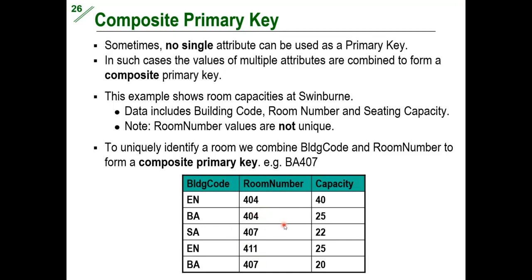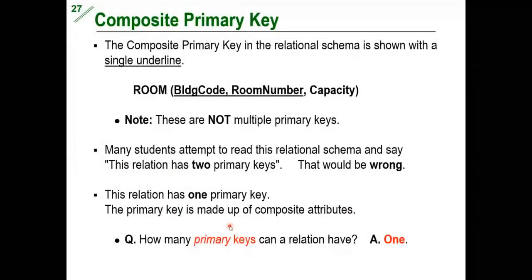So the key case is the composite key. What does it mean? The composite key means we need to take two columns as a composite to form a better primary key for this particular table. So in this case, building code plus room number, both combined will form a better primary key. EN404 is unique, yes. BA404 is unique, yes. SA404 unique, EN411, yes. You can see EN has different room numbers, but the building code is the same, but these two are unique if you combine them. Sometimes you need to make decisions like this. This is called the composite primary key.